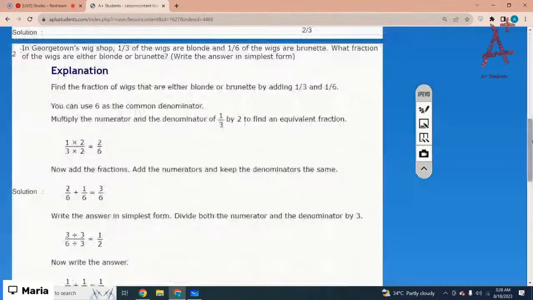So, first of all, you have to make their denominator same. 3 times 2 makes 6. So, you have to multiply the fraction by 2, right? So it would be 2 over 6 plus 1 over 6, that equals 3 over 6. Also, you have to write the answer in simplest form. So you have to look for a common number that can divide both numerator and denominator. So that would be 3. It would be 1 over 2, right?